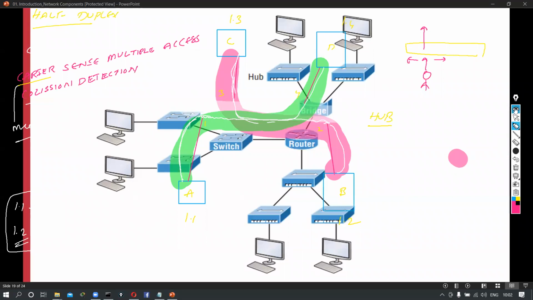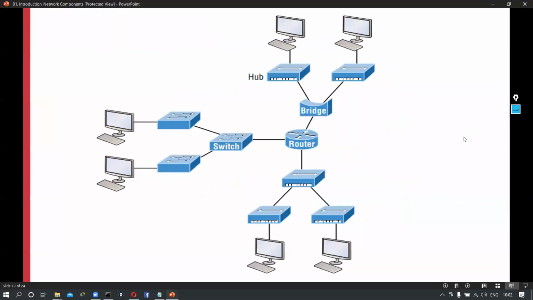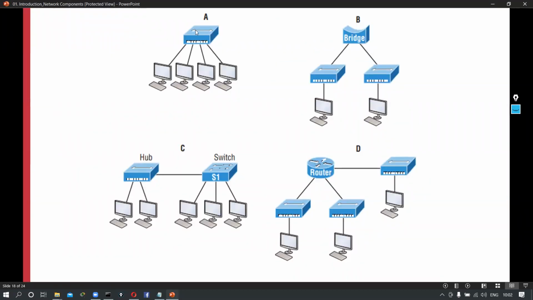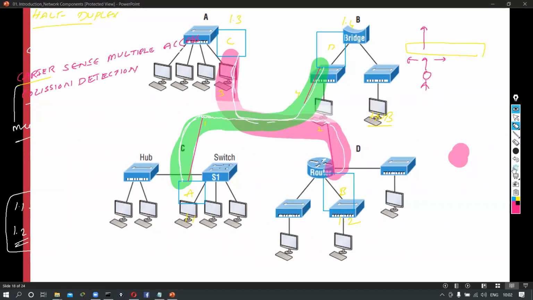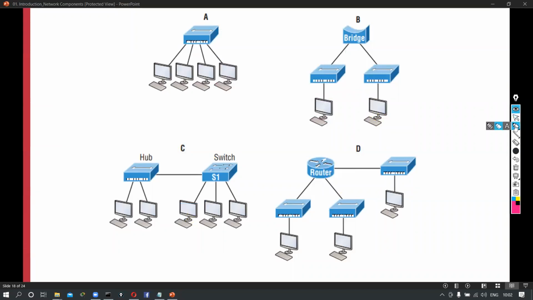See guys, this symbol is there now. This is called a hub only. Multiple arrows are there. Switch has only one arrow now. This is called a hub. This is called a router. Now we'll see here how many collision domains and how many broadcast domains there are.